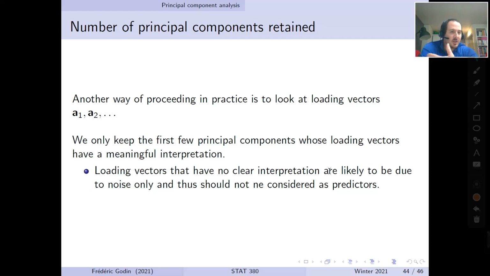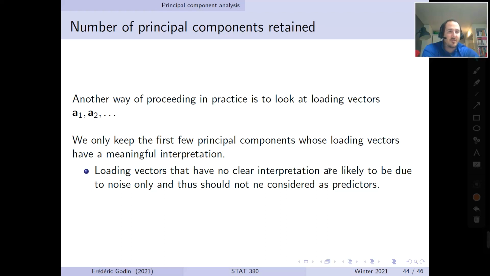And often these loading vectors are associated with some interpretation of the data. So what some people do in practice is to look at the first few loading vectors, and if they have a meaningful representation, then we're going to keep the associated predictor. So if A1 makes sense and can be interpreted, then the first predictor in the data set Z, we're going to keep it. And we do that as long as the loading vectors have an intuition, a meaningful interpretation.